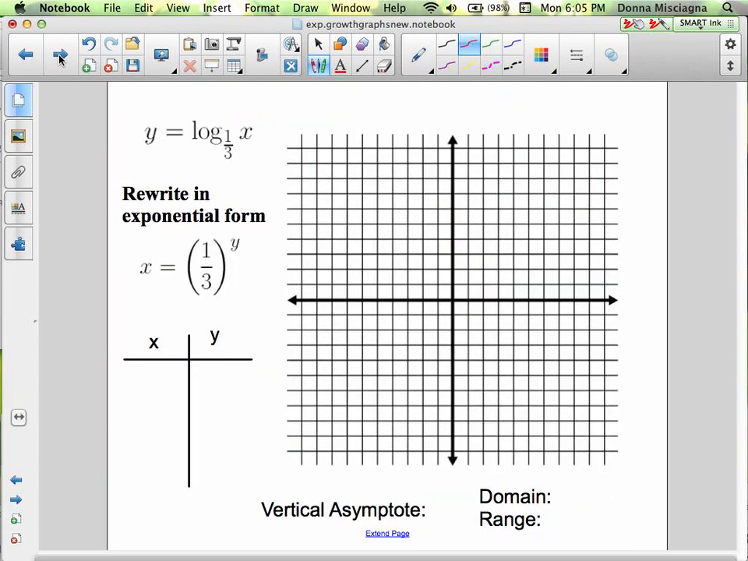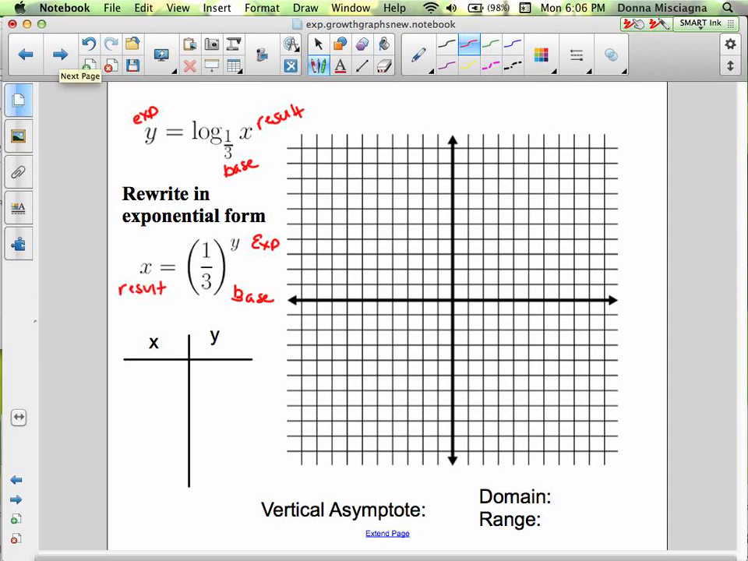Now we have a decay. So we have y equals log base 1/3 of x. In exponential form, this is going to be the base, this is the exponent, because the answer to a log is just an exponent, and this is the result. So we have x equals 1/3 to the y, because the y is the exponent, the 1/3 is the base, and x is the result.